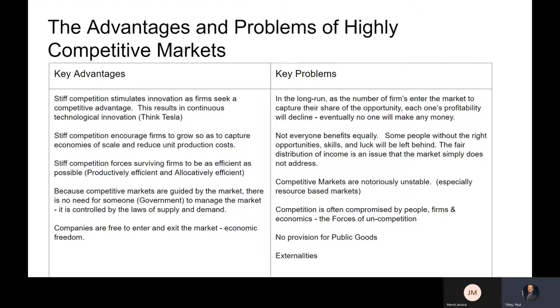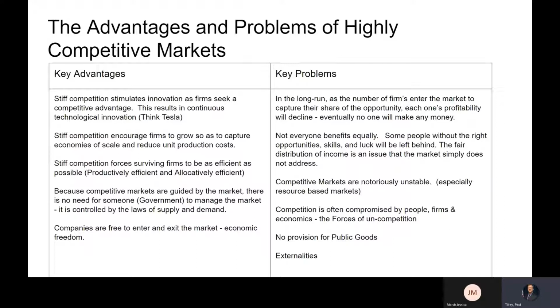Competition is also compromised. This is why I talked about the forces of uncompetition over on the other side. And there's absolutely no provision of public goods. You'll never have goods that don't make any money, like fire protection, if we had a purely competitive market. It just makes no sense. This is why government has to provide these public goods.